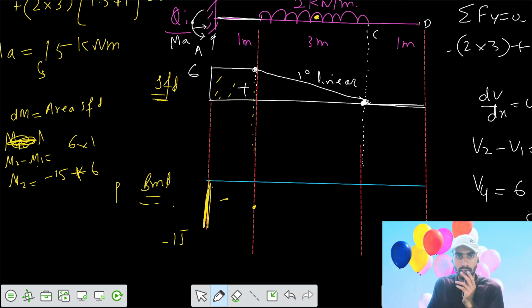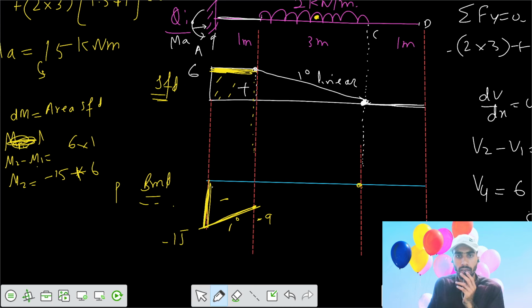Say minus 9 is here, minus 9. Since the variation of the shear force is constant, horizontal, it's not a function of x, so your BMD would be a linear part, 1 degree.